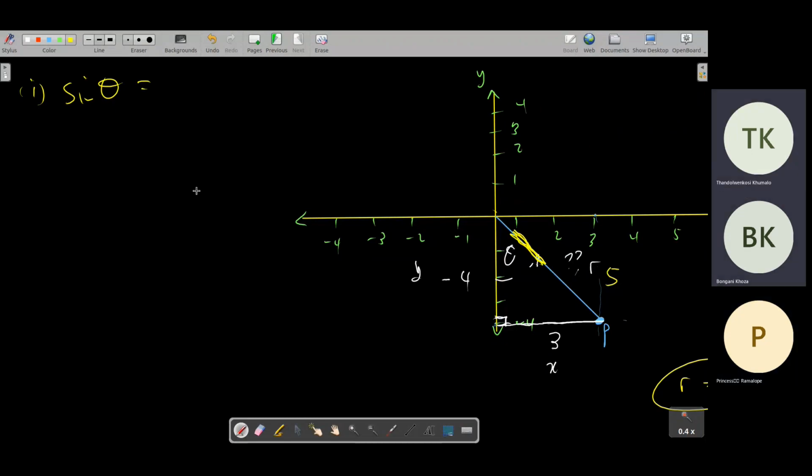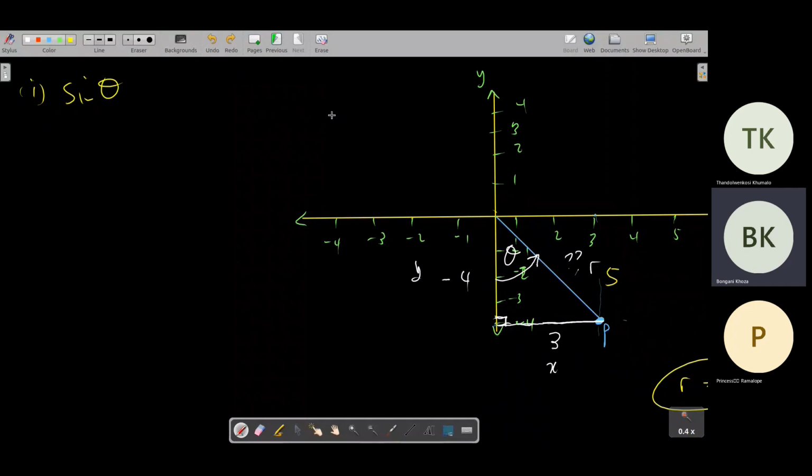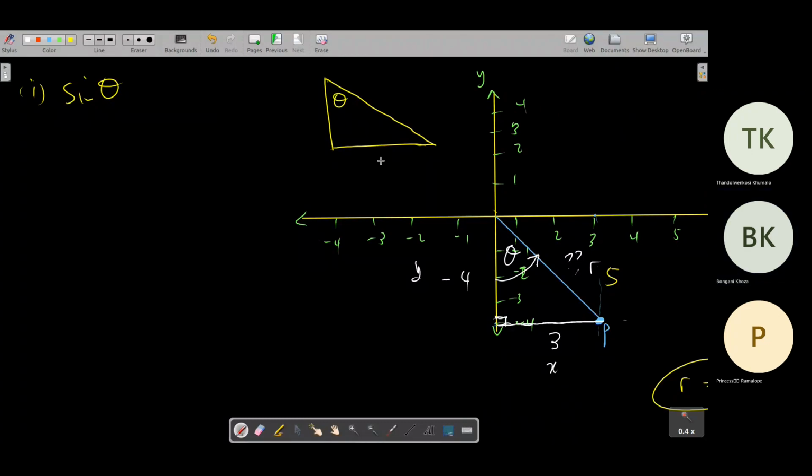All right. So the question is sine theta. Our triangle now is like this, just to see it clearer. This is theta. This is 3. This is 4. And then this is 5. Right. So we are trying to find sine theta.